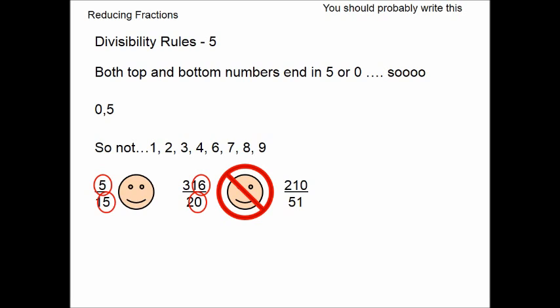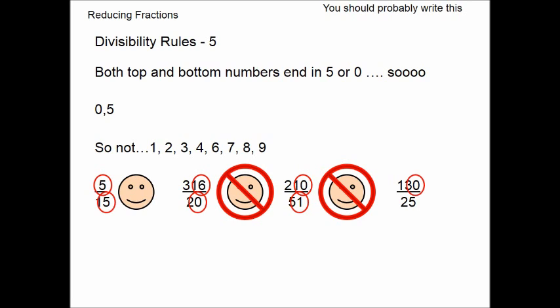So this one, 210 over 51. 0 is, but 1 isn't because we're looking at the last number, the end number. So, again, we're going to cross out this smiley face because in 210 over 51, 1 is not divisible by 5. It doesn't end in 5 or 0, so it's no good.